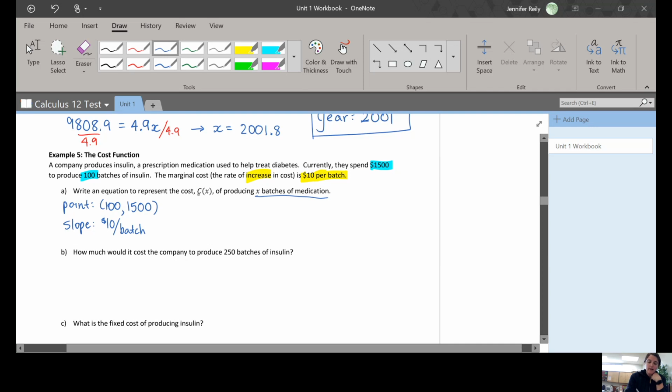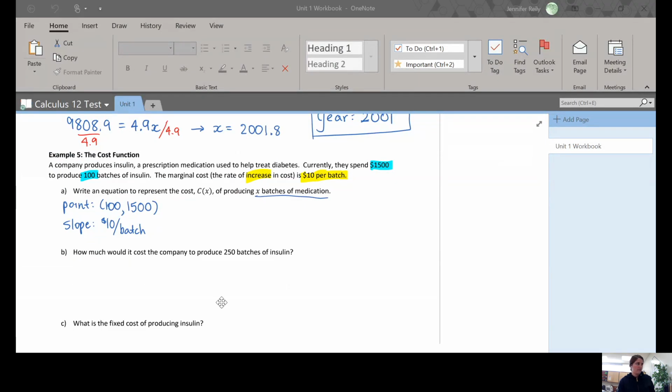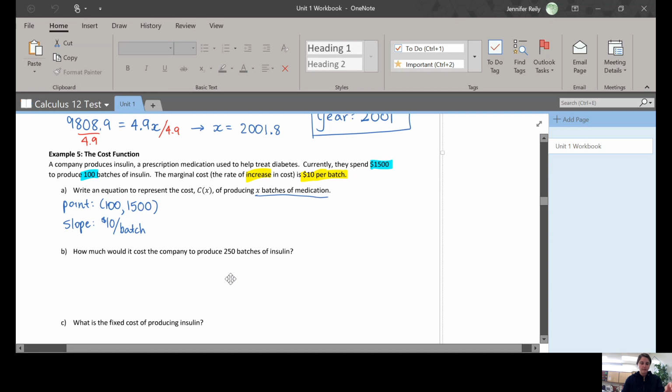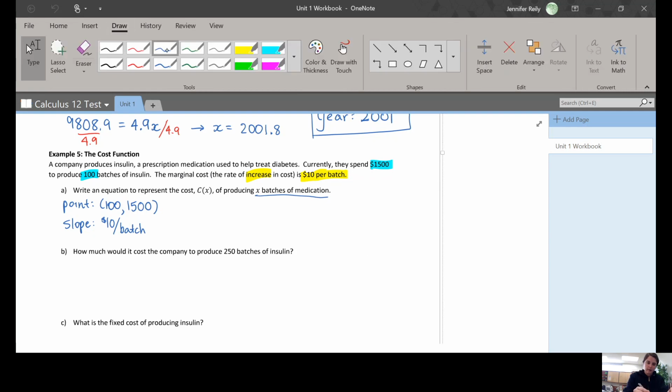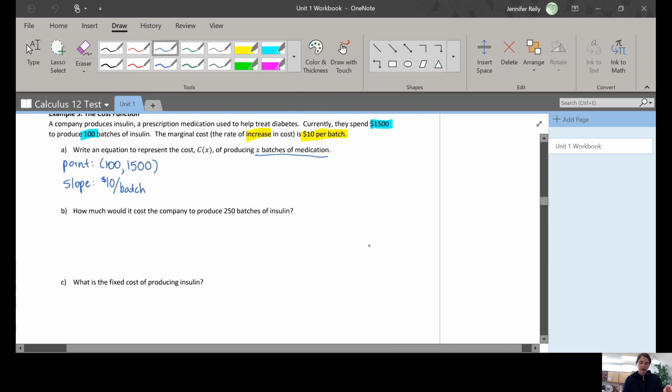So instead of Y, it asks us to use C of X here. So instead of Y minus Y1, oops, what happened? Hold on 1 second. My notebook just went away. Okay, I'm just going to reshare it. There we go. Okay, it should be working now, hopefully. Okay. There we go.